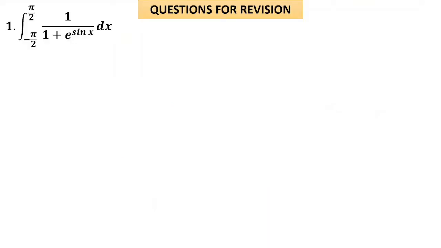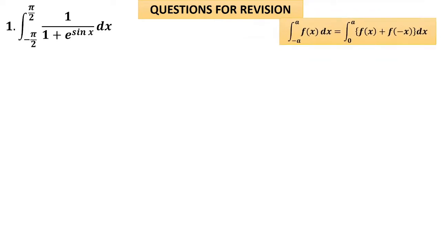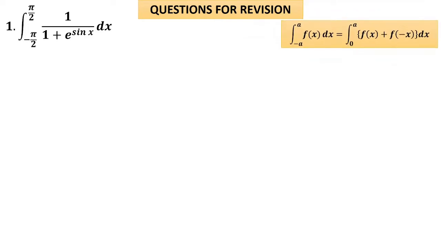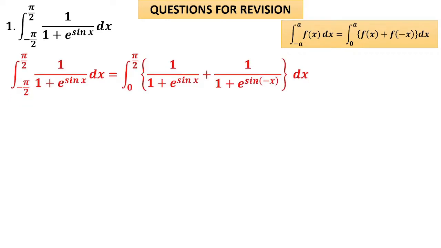Let us go to a problem where we are getting the answer directly. Integral minus pi by 2 to pi by 2, 1 by 1 plus e power sin x. I am applying this property. Integral minus a to a is integral 0 to a of f of x plus f of minus x. Therefore, the given integral will become integral 0 to pi by 2. The f of x is 1 upon 1 plus e power sin x, plus f of minus x, replacing x by minus x, therefore 1 upon 1 plus e power sin minus x.